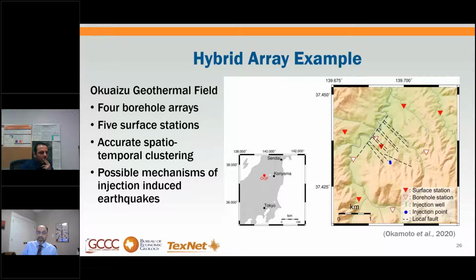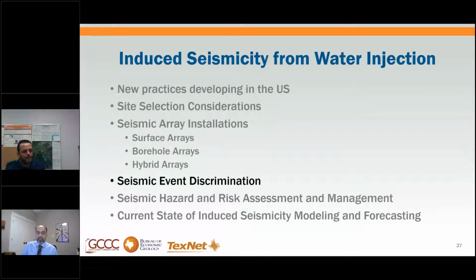Now, this is an example we have from the IEAGHG geothermal field. They have 4 borehole arrays, 5 stations, and through this array, they managed to have accurate spatial temporal clustering information, and also any type of geomechanical modeling they did for this area was possible to verify through the data they had from this array. Next slide, please. Now, moving to seismic event discrimination.